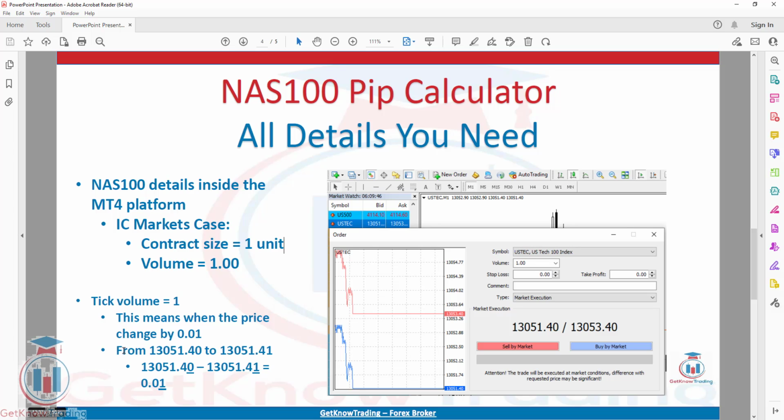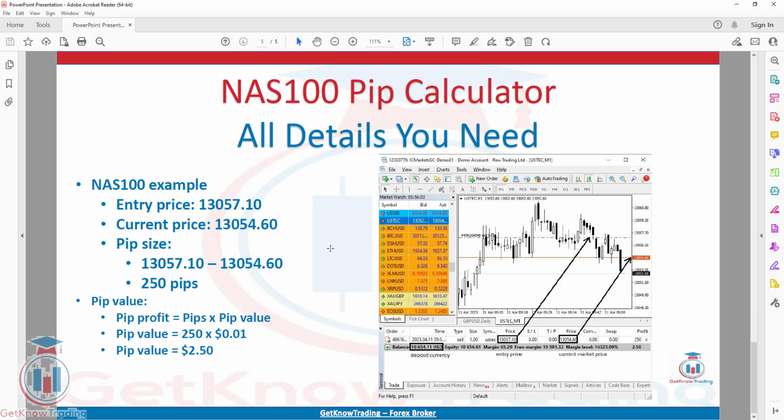Here it is another example. When the price goes from 13051.40 to 13051.41, that is the change of 1 pip. Okay? So here it is also one example from the trading platform.